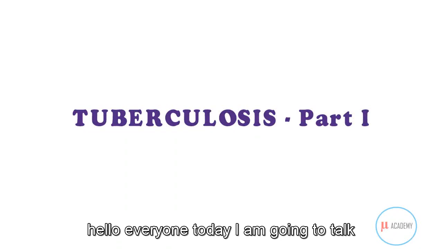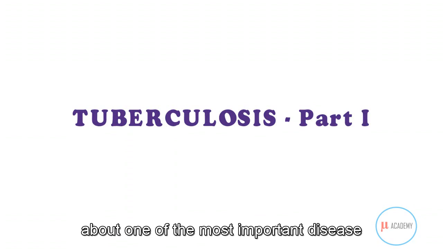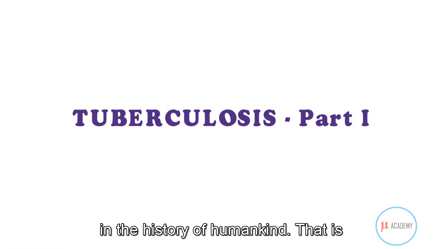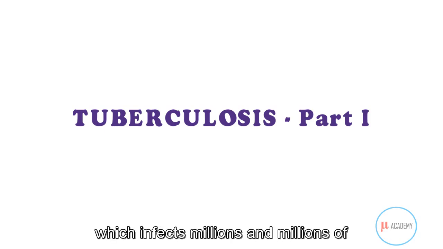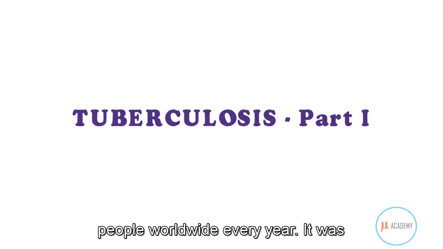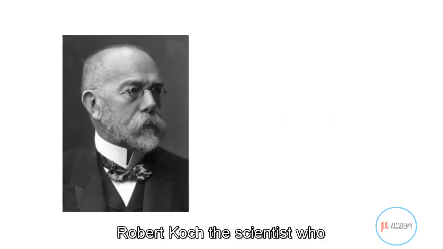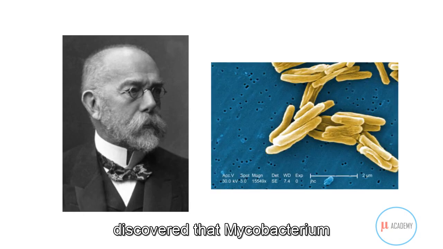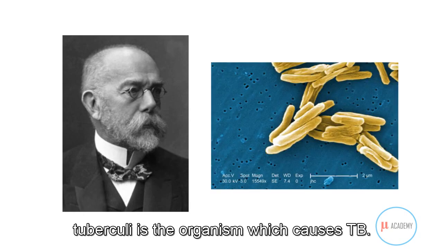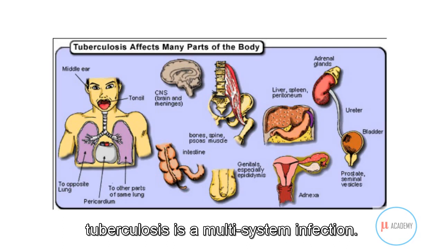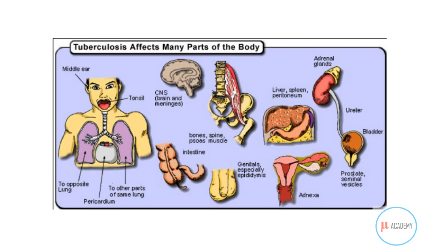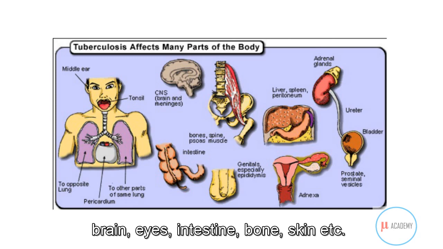Hello everyone. Today I am going to talk about one of the most important diseases in the history of humankind, that is tuberculosis. Tuberculosis, a disease which infects millions and millions of people worldwide every year. It was Robert Koch, the scientist, who discovered that Mycobacterium tuberculosis is the organism which causes tuberculosis. Tuberculosis is a multi-system infection. That means it can infect different organs, which includes primarily lungs, brain, eyes, intestine, bone, skin, etc.